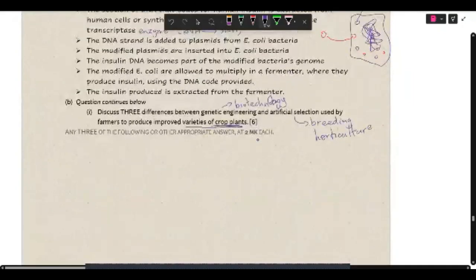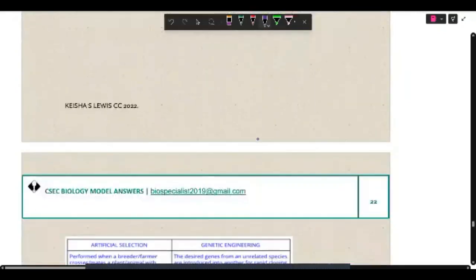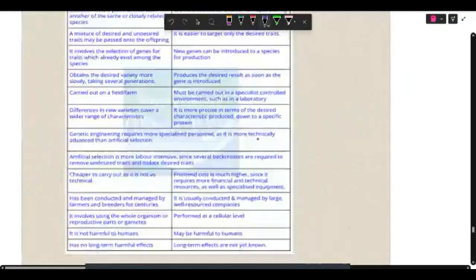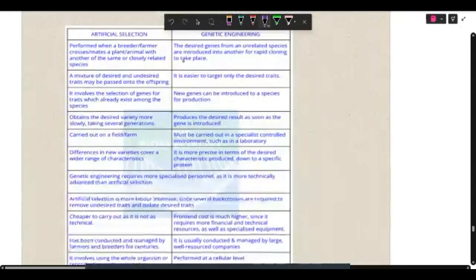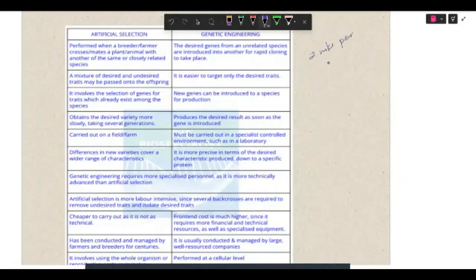Now you have to choose 3. Notice you have a lot to choose from, until I had to make a table, right? It doesn't even fit the screen. And notice it's 2 marks per point, meaning you can't just talk about one part. So for example, if I said, well, artificial selection, you're going to get a mixture of desired and undesired traits, full stop, then that's 1 mark, if at all. In some cases, they might even give you the mark. You have to talk about both sides of the argument.